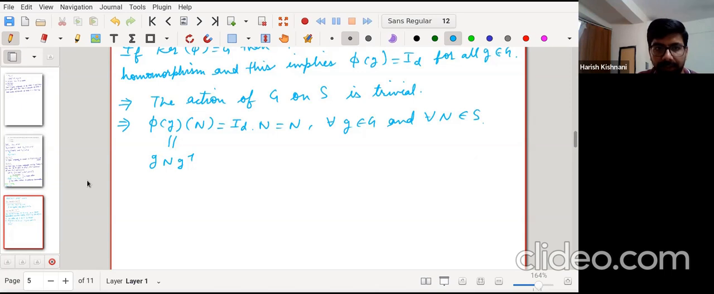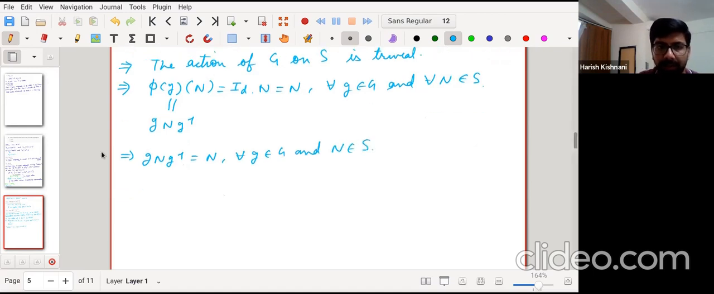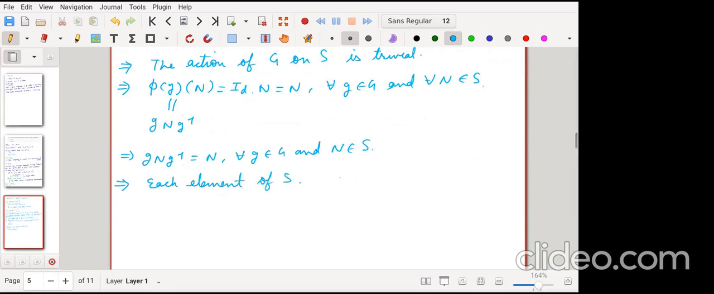So what does this mean? This means that g n g inverse is equal to n for all g in G and n in S. But can it happen? So that will imply that each element of S is a normal subgroup.